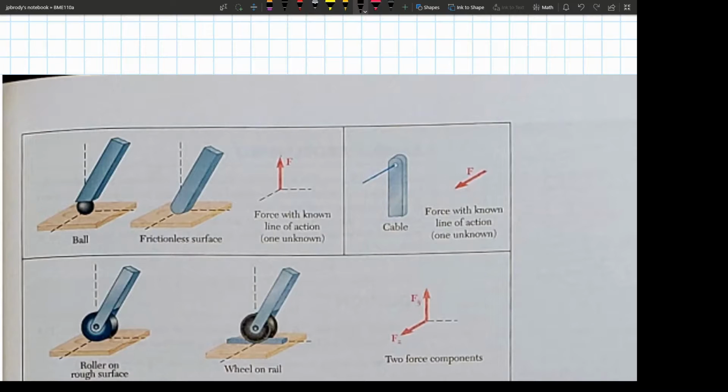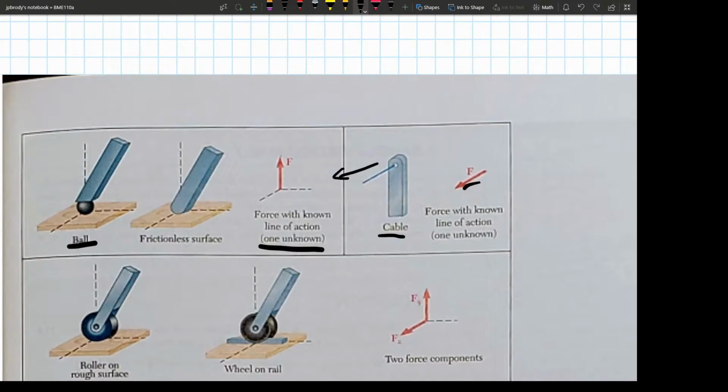These are from the book. We've got the ball you can see here, or it's just kind of like what I was calling a chair leg on a frictionless surface. Now the only reaction force that can occur is a single reaction force shown here that's going to be perpendicular to the surface. So one unknown. Over here we've got a cable. That can also have a single reaction force, and it's of course just along the line of the cable. So a single force along the line of the cable.